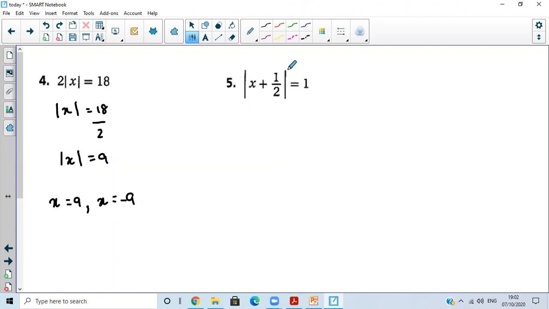Now again here it's a fractional question, so here again there is nothing to solve because there are no numbers outside the absolute value.